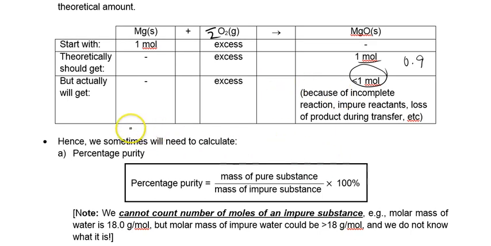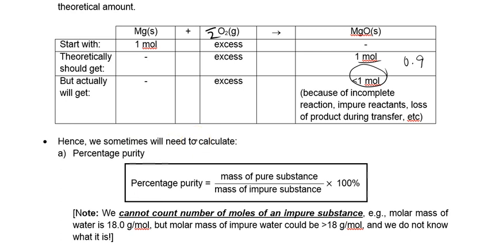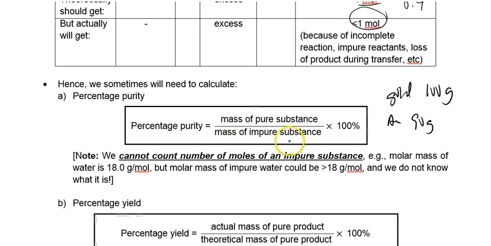Sometimes we may also need to calculate the percentage purity of a substance. So let's say we have a gold block of 100 grams, of which only 90 grams is real gold. What is the percentage purity? It is 90%. Take note, if I have an impure substance, I cannot calculate the number of moles by dividing by the molar mass. So if my gold is 100 grams, and this is impure gold, I cannot take 100 divided by the molar mass of gold.